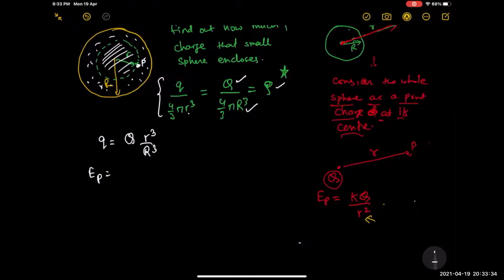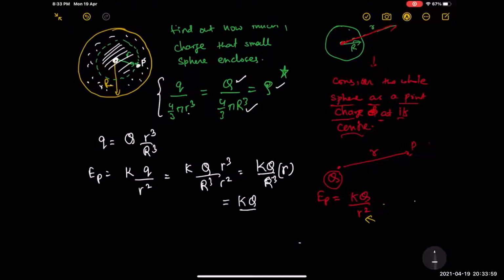What is the electric field? K into Q, how much is Q here? Q divided by the distance squared, r square. So you'll put K, and Q is capital Q r cube by R cube, divided by r square. So it is K capital Q by R cube into r. Or I will write it like this: K capital Q by R square into r by R. This is a better form. This is E at point P inside.